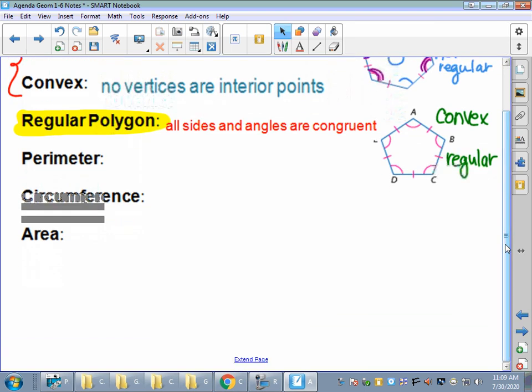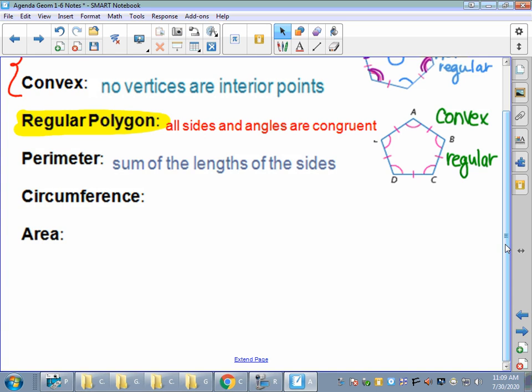Then I kind of snuck perimeter, circumference, and area right into the same thing. Hopefully you remember from past years that perimeter is the sum of your sides. So you just add up all the sides of your polygon. If you've got 5 sides and they're all 10 units long, then the perimeter is 50 units. If they're all different, you add up all the different lengths.